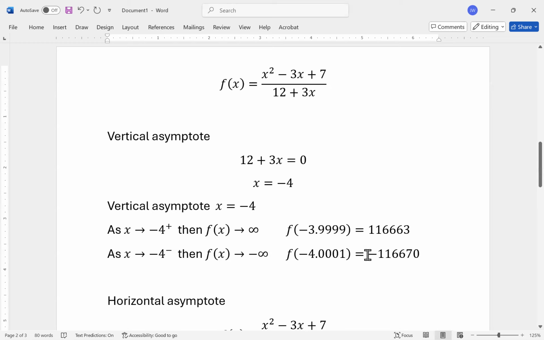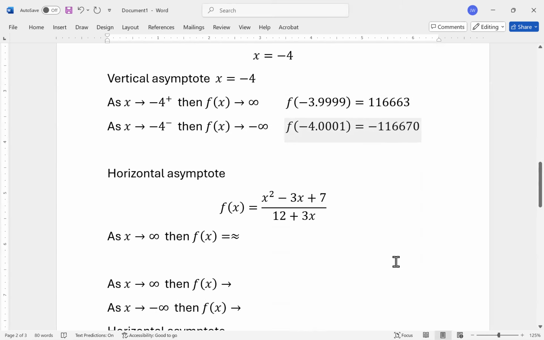So that's how we can do that. Again, these are rounded values, not exact in that sense. How about the horizontal asymptote?